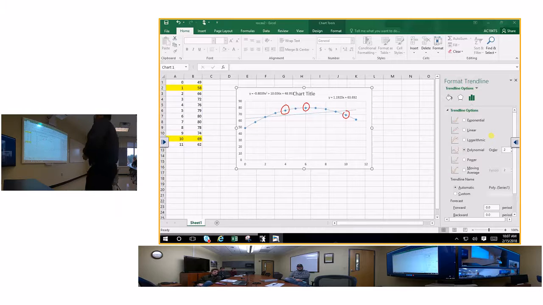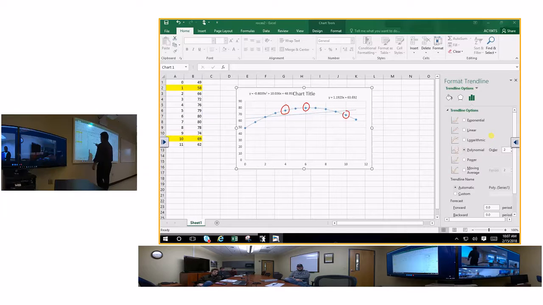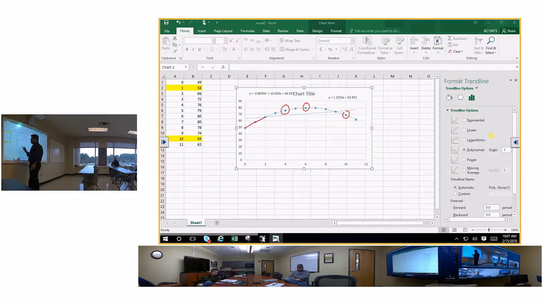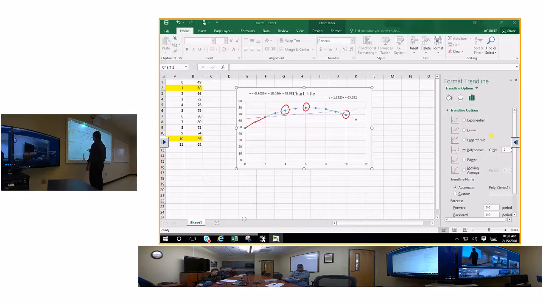Now, what can you do there? Well, you can find the slope from this point to this point, or this point to this point. Or you can say, okay, let's take the derivative. Y is equal to negative 0.8039x squared plus 10.03x plus 48.953. All right, take the derivative. Somebody take 2 and multiply by 0.809. What do you get?